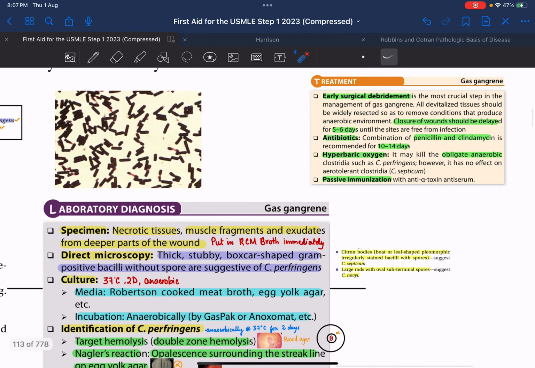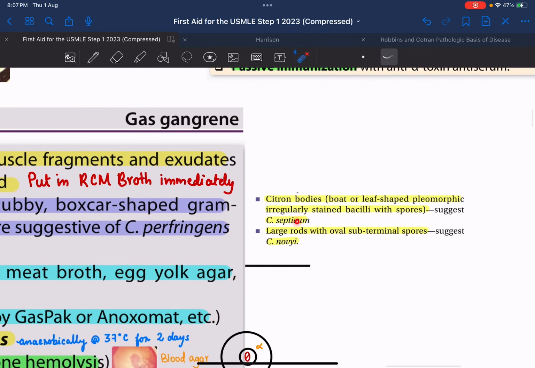This is for Clostridium perfringens, but we know gas gangrene can also be caused by septicum and novyi. In septicum, there will be citron bodies. Okay, these are boat or leaf shaped pleomorphic, irregularly stained bacilli with spores, and novyi will show larger rods with oval subterminal spores. Okay, larger rods with oval subterminal spores.